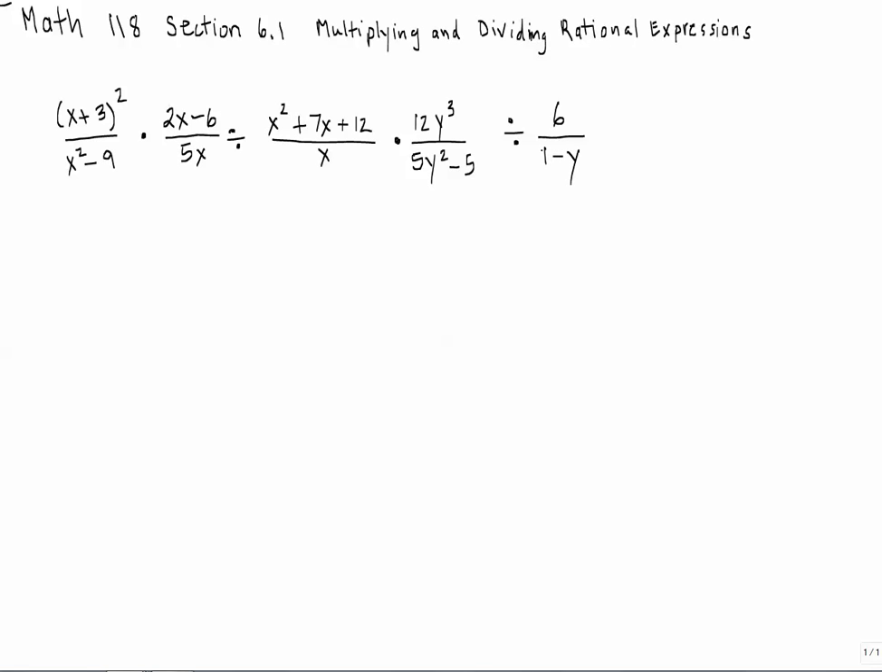So these are all rational expressions. They're all fractions. The numerators and denominators contain variables in them. In order to simplify this problem, you're going to be doing it by factoring. In this first fraction, (x plus 3) squared is the same thing as x plus 3 times x plus 3, so write it twice. In the denominator, x squared minus 9 is called the difference of two squares. That can be factored into x plus 3 times x minus 3.